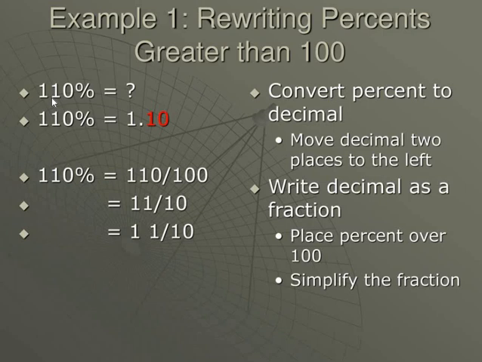If I want to write it as a fraction, I will write a fraction which has a denominator of 100. So it will be 110 over 100, then simplify it. Here I can cancel the zeros at the right end, then it will be 11 over 10. Now, you can notice that for percents greater than 100, the numerator is always more than the denominator.